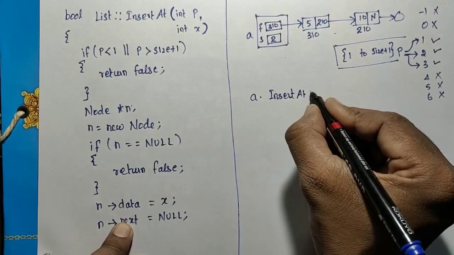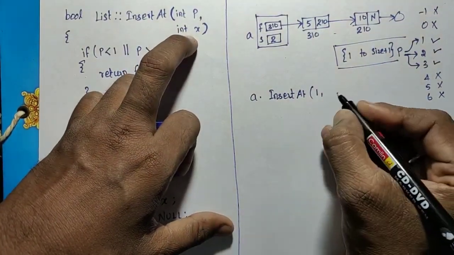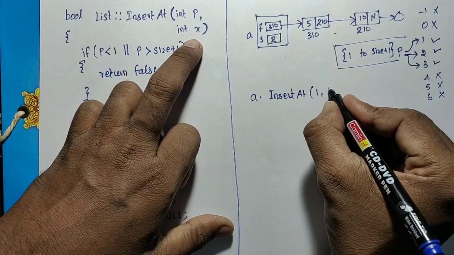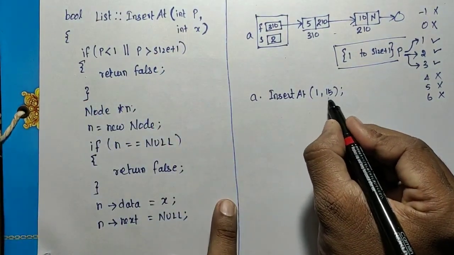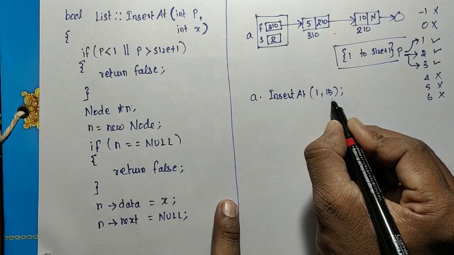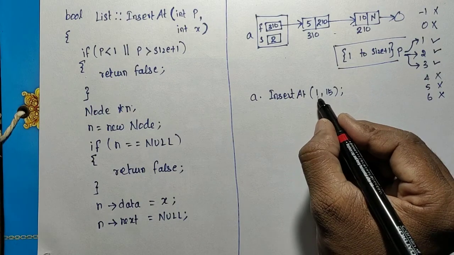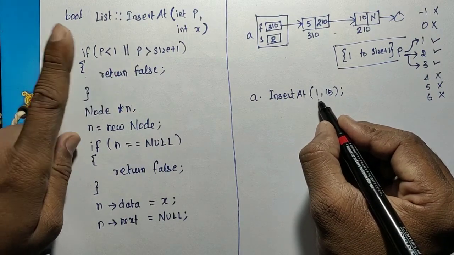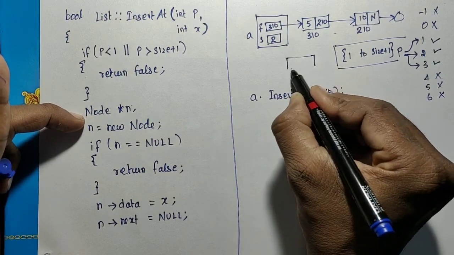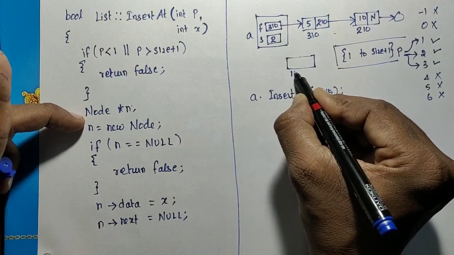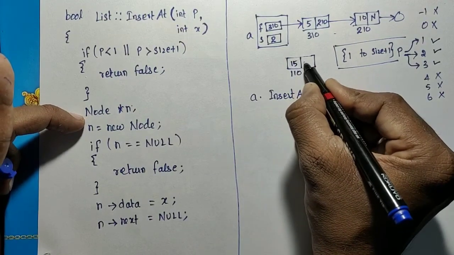For example, if the user gives insert at, comma, that is, first position is given as 1 comma, for example 15, like that. Position is 1 and the element to be inserted is 15. So the position is a valid position, and the new node will be created like this. Say the new node address is 110, and the fields will be filled with 15 and null.